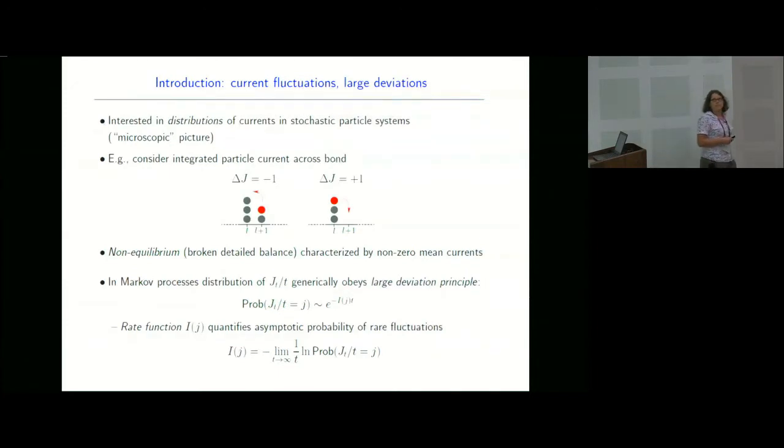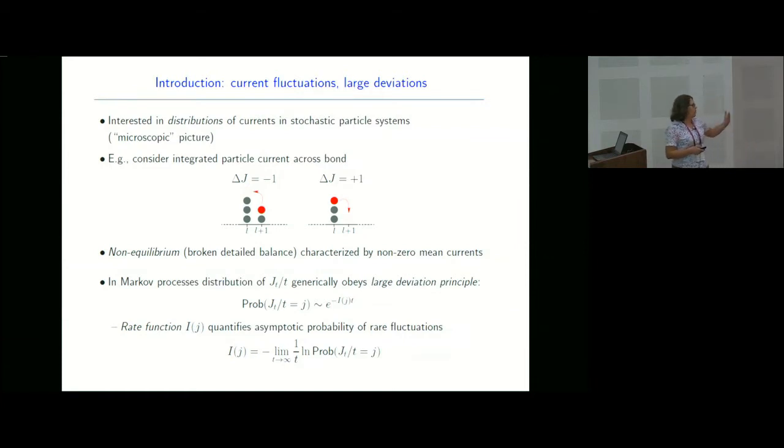So I'm going to be interested in currents, and in particular in distributions of currents in stochastic particle systems with one particle or many interacting particles. And for concreteness, in the terminology we heard last week, I'm going to be looking at the microscopic picture.